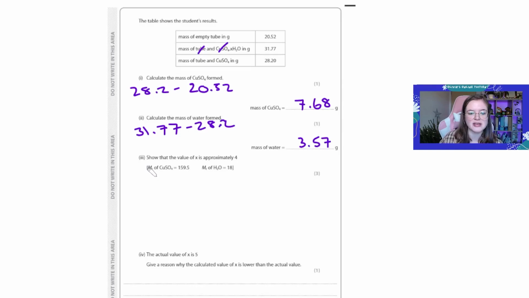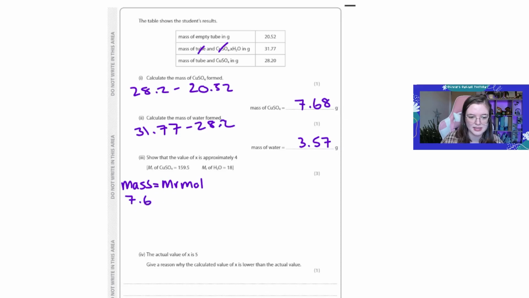Okay, and then part 3, show that the value of X is approximately 4. So what have they given us? The Mr of copper sulfate, the Mr of water, and a bunch of masses. Let's do some mole stuff. We've got mass is Mr times mole, our beloved equation that we use all the time, which we've seen many times now. So let's do mass. Well, we have the mass of copper sulfate, so let's do that first.